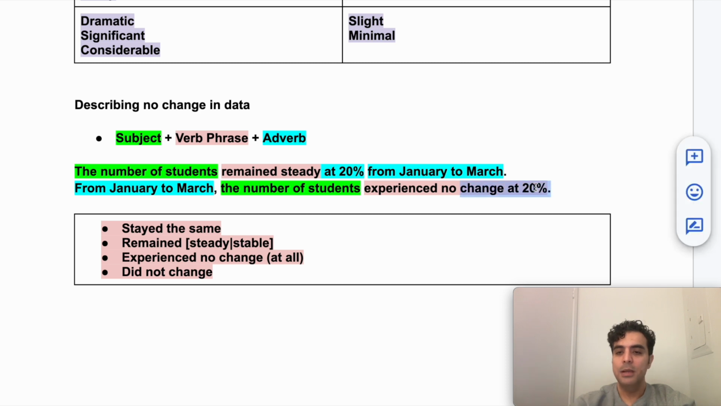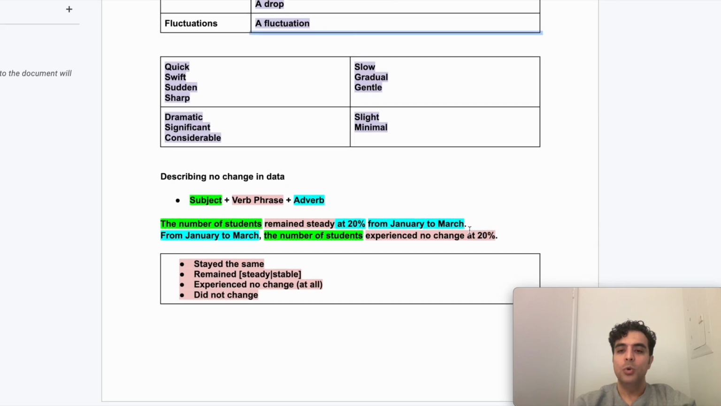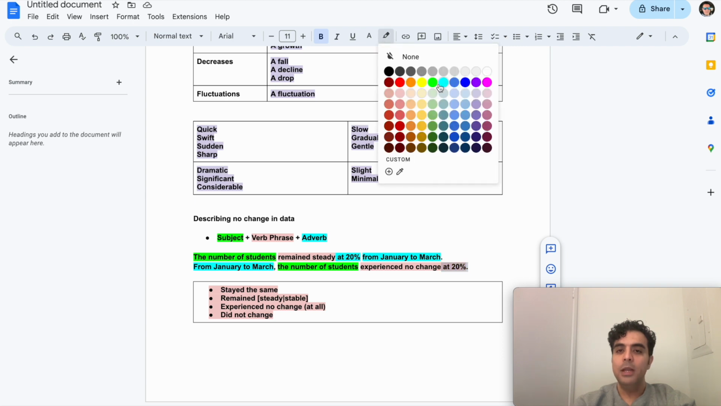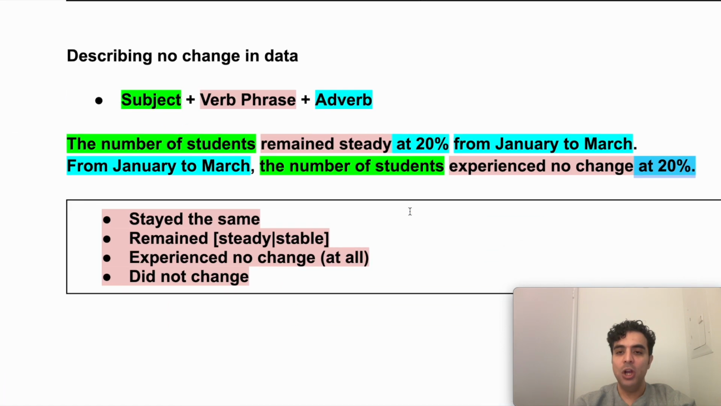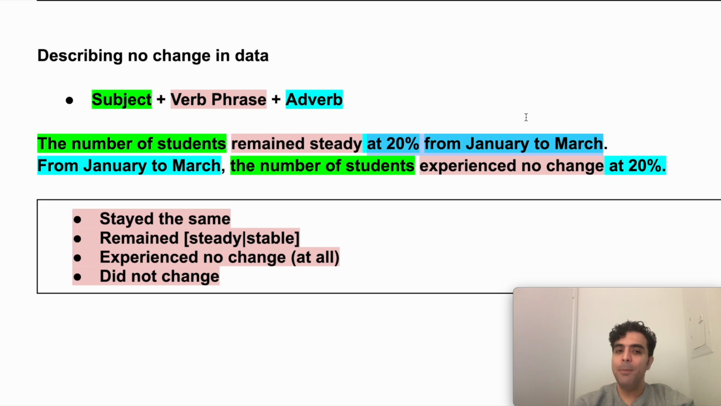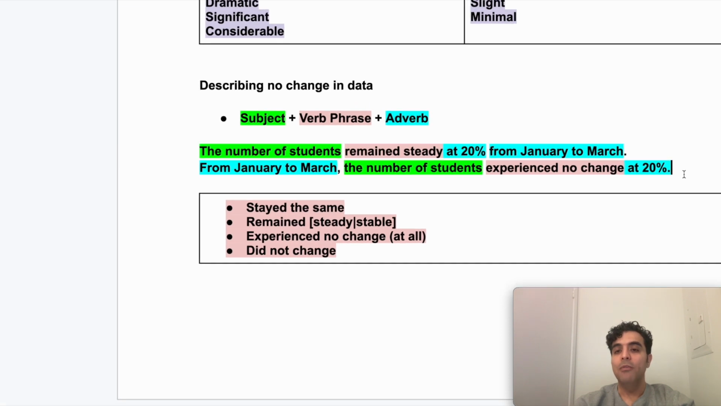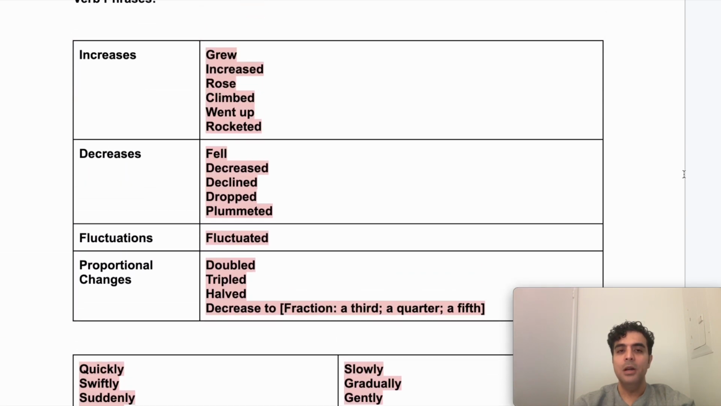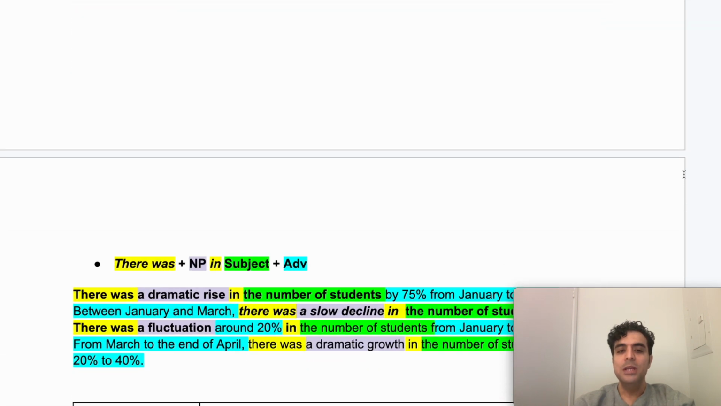All right, so it was stuck at this 20% level. So we have two adverbs, and as you can see, sometimes we can put both adverbs next to each other. At 20%, adverb of quantity, from January to March, adverb of time. And sometimes we separate them. So here we have from January to March, adverb of time, at 20%, that is my adverb of quantity. But remember, there's also another structure that I can use to this end.